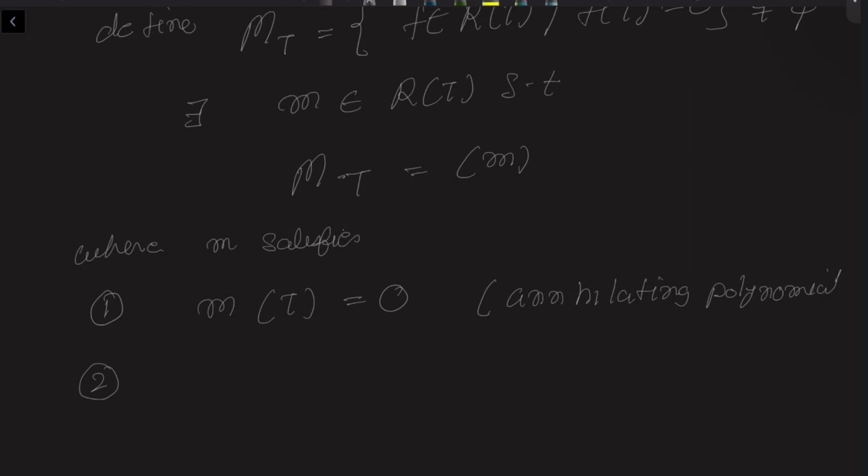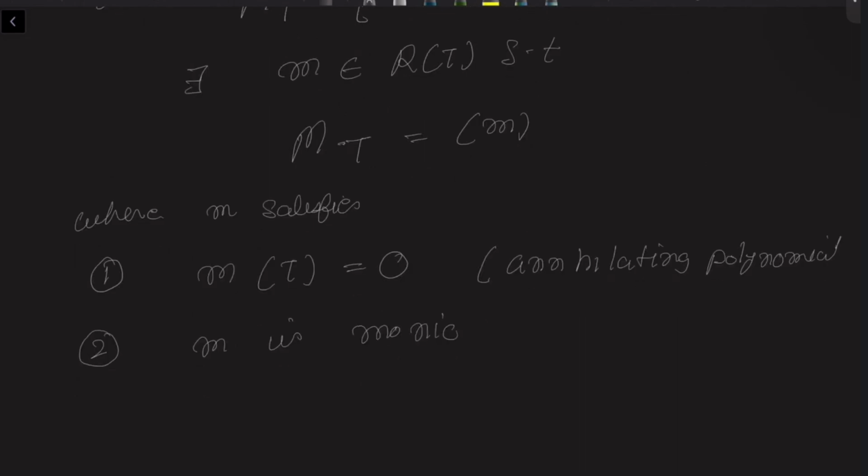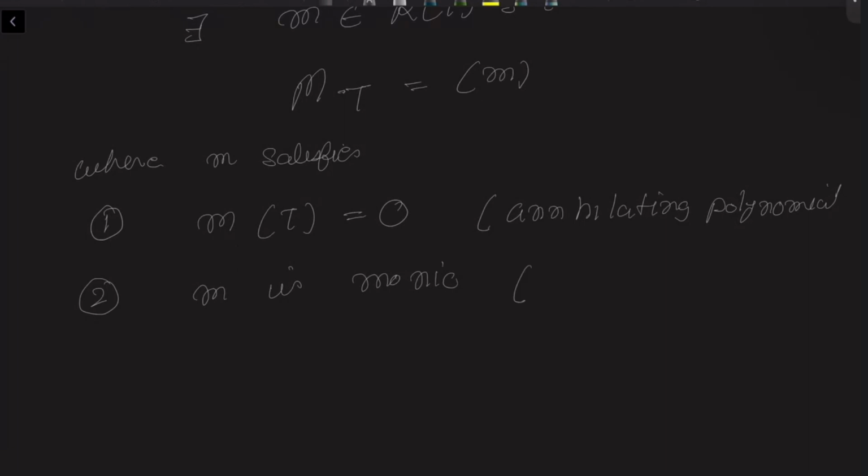And then the second property is m is monic. Now, what is a monic polynomial? A monic polynomial is nothing but a polynomial in which the coefficient of the highest degree is 1. Okay? I'll just write it for you. The coefficient of the highest degree is 1.